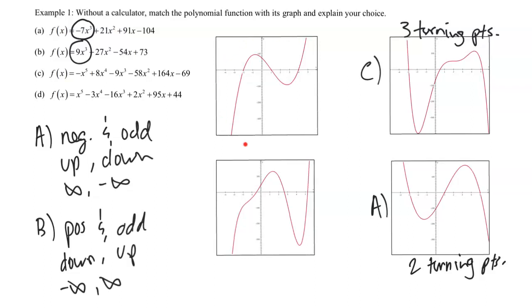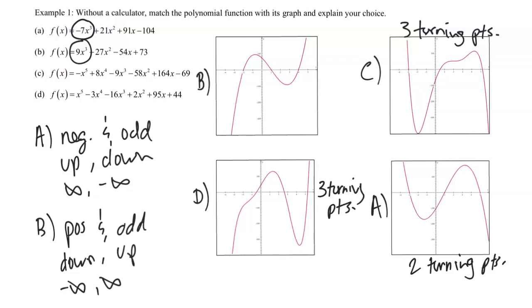And so for this particular graph right here, there are 2 turning points, which means that it has to be at least a degree 3 in order to have 2 turning points. And this particular graph has 1 turning point here, 1 turning point here, and 1 turning point here. And so this bottom graph has 3 turning points, which means that it has to be at least a degree 4, and that means it cannot be letter B as in boy, it has to be D as in dog, and that means that this one is letter B, which would make sense because letter B was positive and odd.